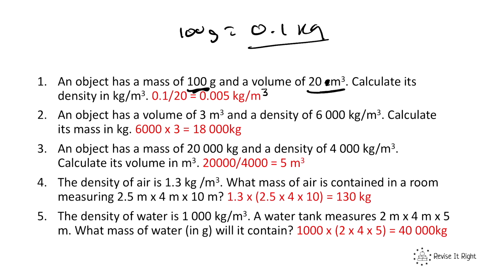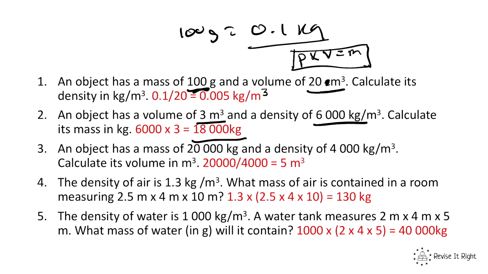An object has a volume of 3 meters cubed and a density of 6,000 kilograms per meters cubed. Calculate its mass. Well, of course, for this you would have needed to rearrange the equation to get mass on its own, and you should have rearranged it to density times volume is equal to mass, and therefore you would have done your density, which is 6,000, times your volume, which is 3 meters cubed, to get 18,000 kilograms.